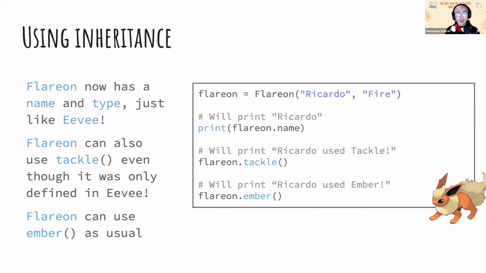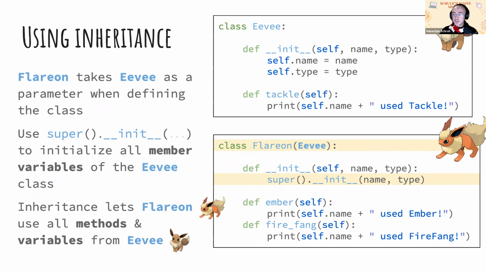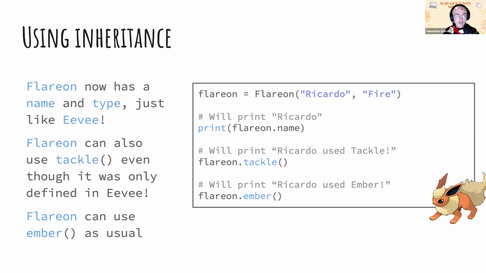So kind of like what I was just doing now with fruit and apple, Flareon now has a name and a type just like Eevee. So when you're creating a Flareon object, you're using the Flareon constructor and still providing it the name and the type, because in this constructor, we've given it that. Flareon can also use tackle, even though it was only defined in Eevee, kind of like how I showed you with the apple and bite. And Flareon can use Ember as well, but that's a new method that it defined itself for its class. It makes sense because Eevee doesn't know how to use an Ember, but maybe Flareon would.